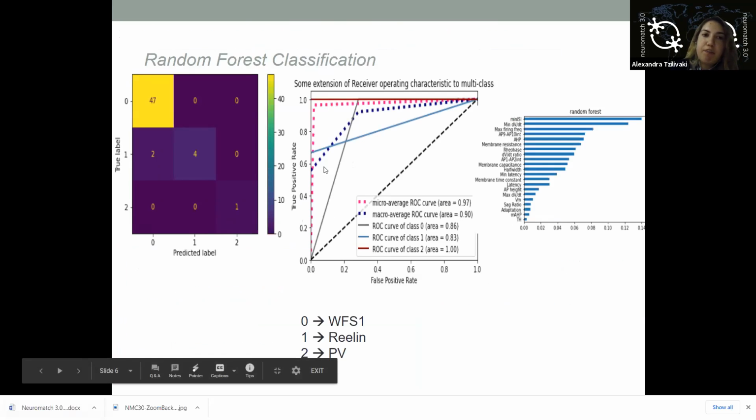So you see here, first for the Random Forest Classification, the typical confusion matrix. The 0 corresponds to the WFS1 class, the 1 goes for the Reelin-positive neurons, and the 2 for the parvalbumin interneurons. And you see that our Random Forest Classification performs quite well. It has a good ROC curve.